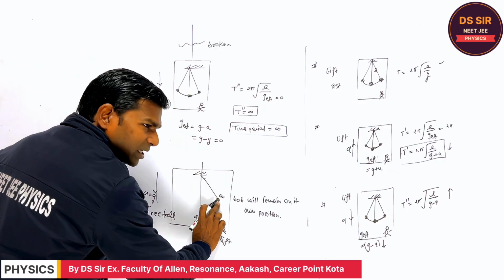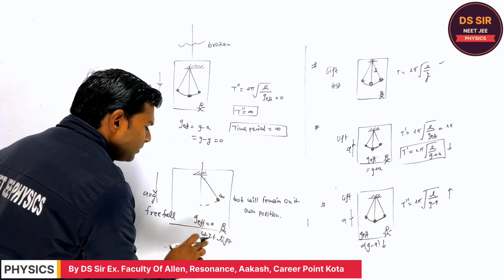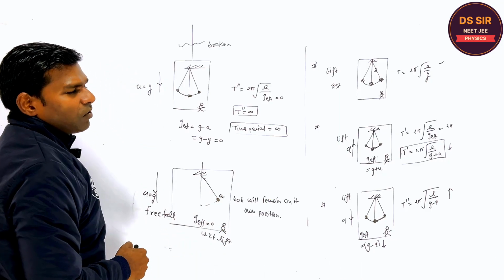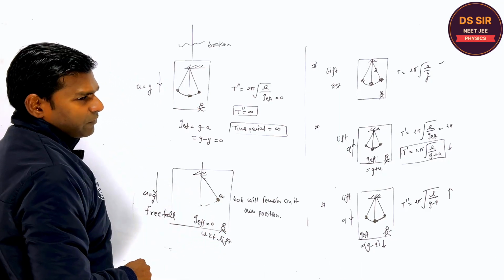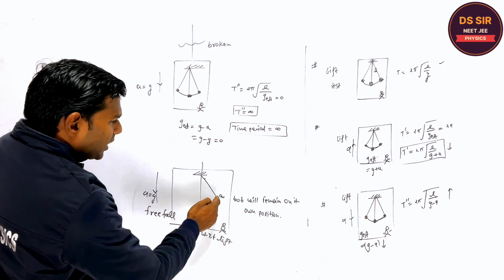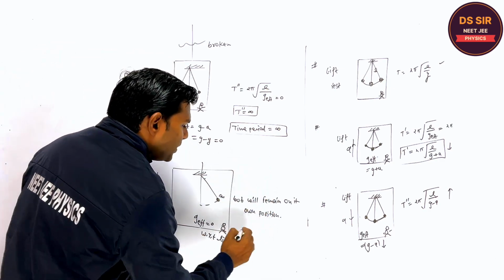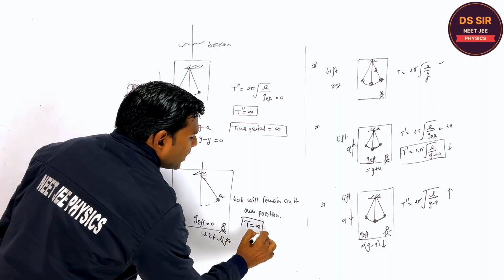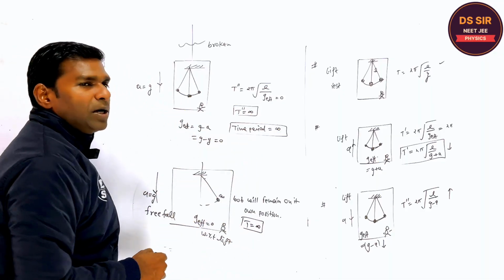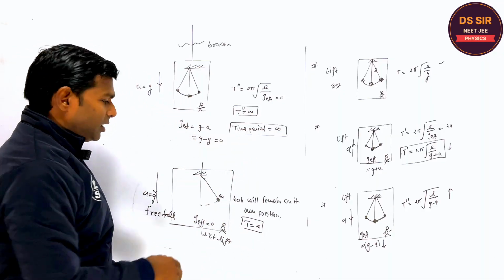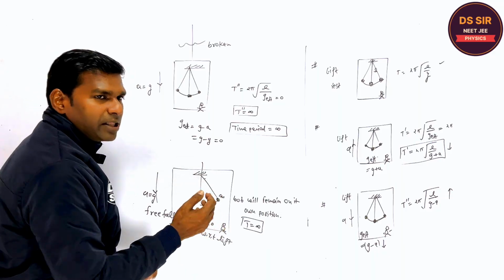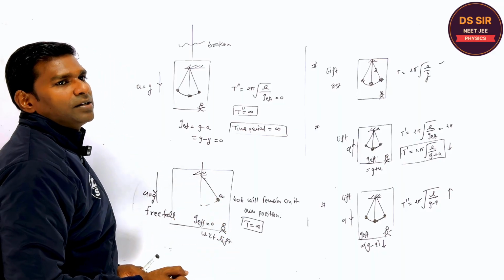Rather, where it is released, it will remain if it is freely falling with respect to the lift, and with respect to the ground it is coming in a straight line. All right, so that is why the time period comes to be infinite. This is the meaning of the time period being infinite, meaning it does not move a little bit. That is why the time period is infinite, right?